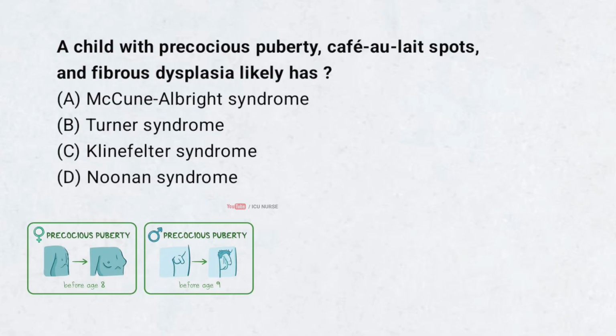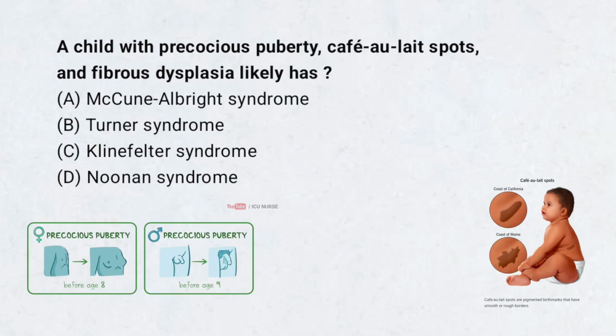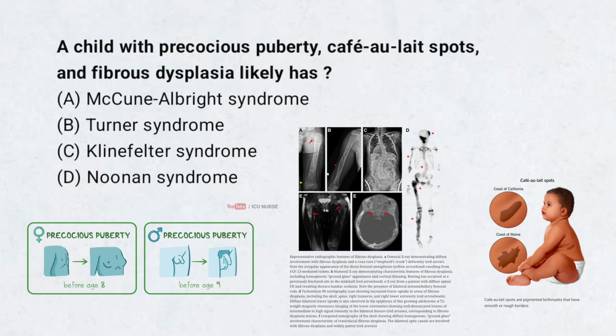A child with precocious puberty, cafe au lait spots and fibrous dysplasia likely has A. McCune-Albright syndrome, B. Turner syndrome, C. Klinefelter syndrome, D. Noonan syndrome. Correct answer A. McCune-Albright syndrome.